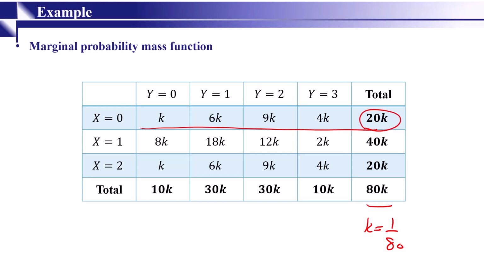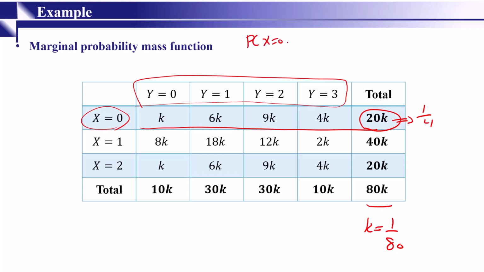We can see the sum of all is 20k. It means if x is equal to 0 and y can get any possible value, then it is 20k. This result will be 1 by 4, right? So P(X=0) is equal to 1 by 4. We can write P(X=0, Y=0) is 1 by 80. P(X=0, Y=1) is 6 by 80, right?